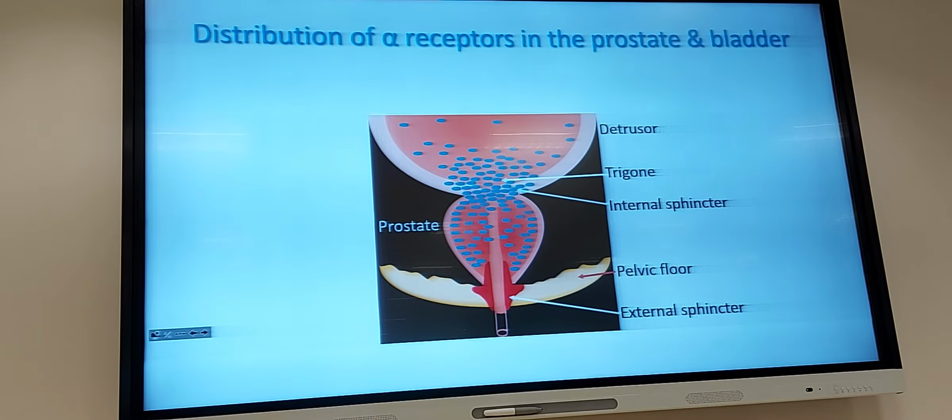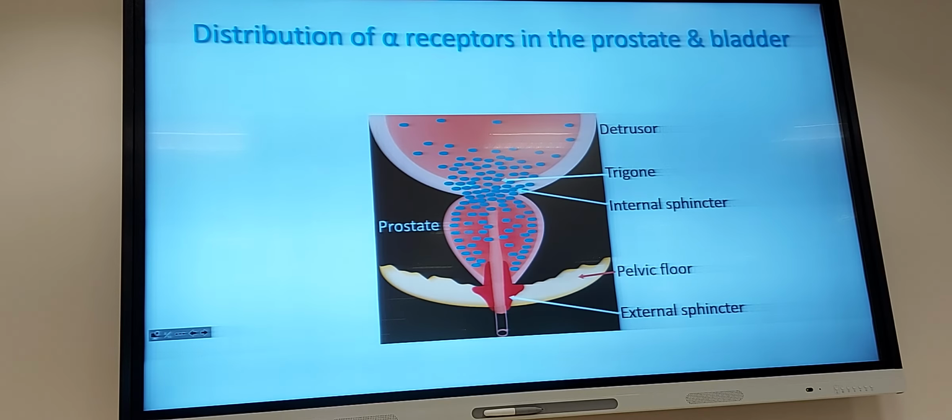If you block those receptors, there will be relaxation of the bladder smooth muscles, the bladder neck muscles, and also the prostatic smooth muscles, so it will relieve the obstruction. Because of that, urinary flow will be improved and there will be symptomatic relief. The obstructive symptoms will be relieved.